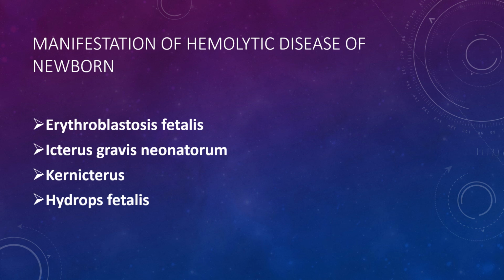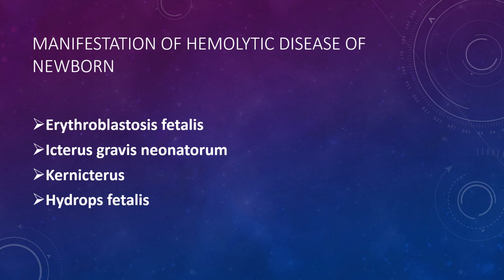Manifestation of hemolytic disease of newborn. There are four different types of manifestation. One is erythroblastosis fetalis. The second one is Icterus gravis neonatorum, the third is Kernicterus, and the fourth is hydrops fetalis. In erythroblastosis fetalis, as the name suggests, there are erythroblasts. Erythroblasts means immature RBCs are present in the blood circulation, and here there is appearance of a large number of erythroblasts in the peripheral blood, and that's why it is known as erythroblastosis fetalis.